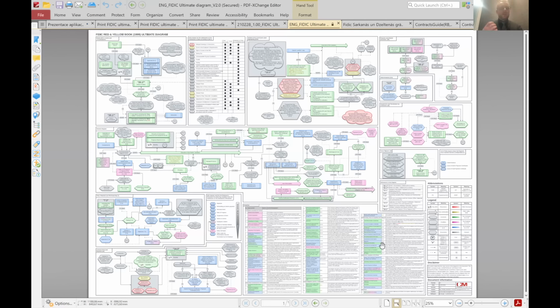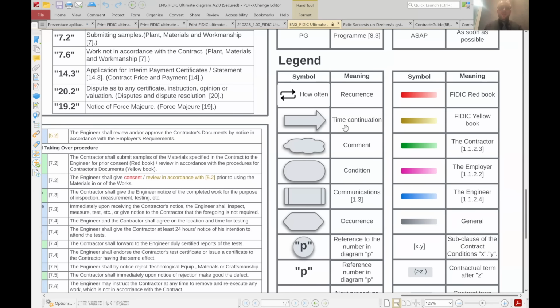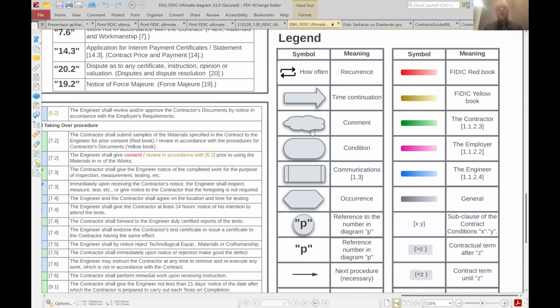Next, time continuation, a situation that takes some time. It starts from the beginning and goes through some time. Then comments with a little bubble, some condition. This pentagram is actually quite important. It's the squared one with the little sides. It's communication. For everyone who is using Fidic and knows how to use it, communication is the main point of Fidic. Communication on a Fidic contract is the most important part.